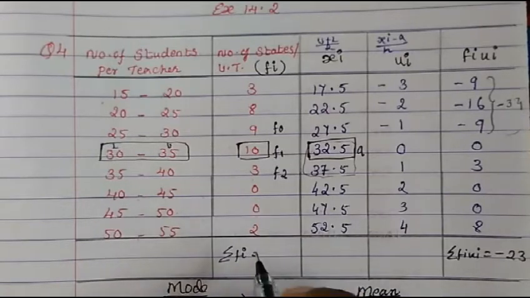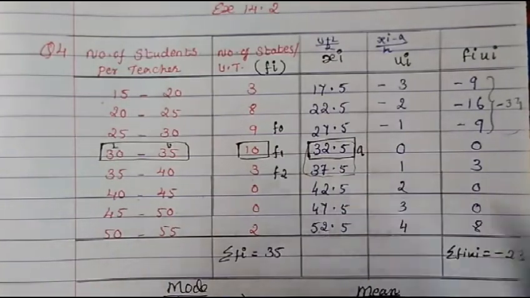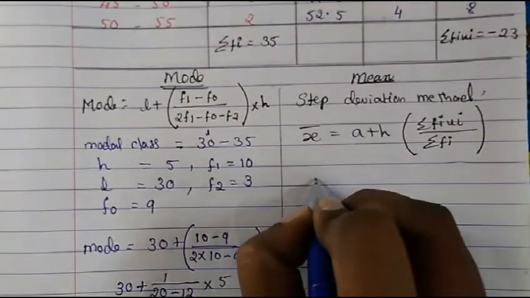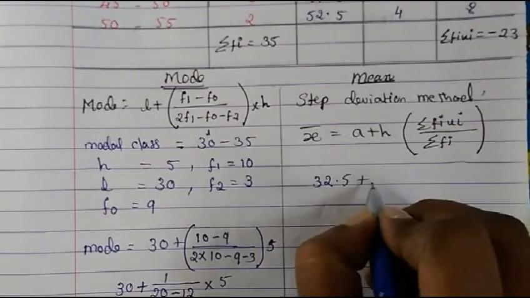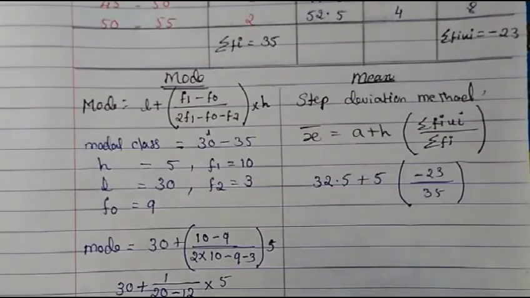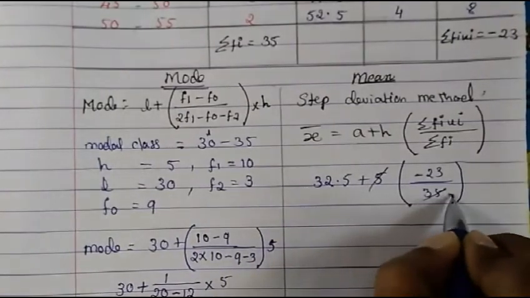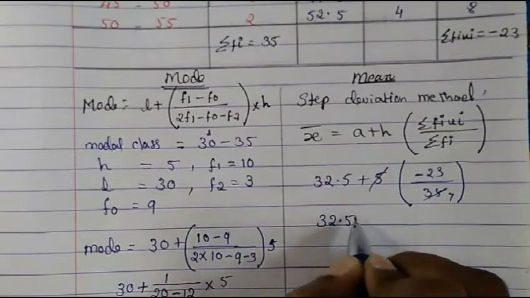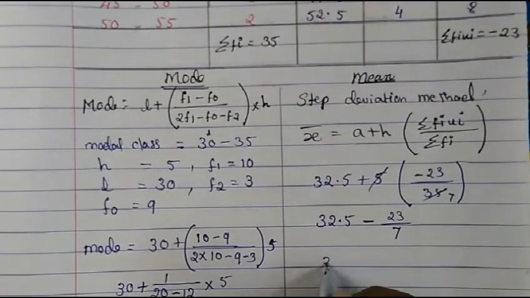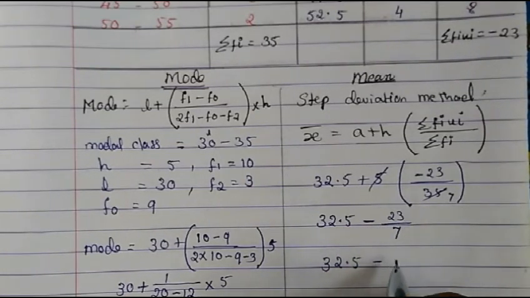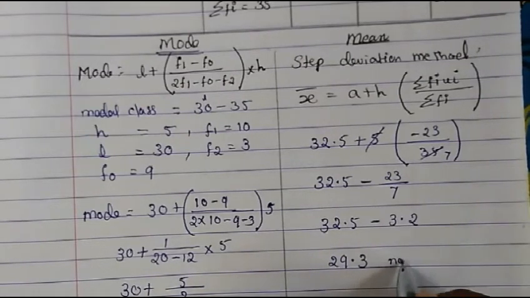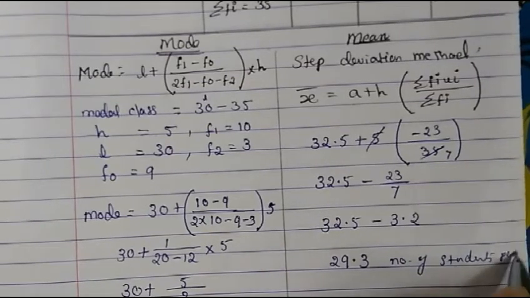Then summation of fi: how many students was given to us? If you sum up all, it is 35. So let's now put all the values here. A we know, the A value is 32.5. The h value is 5. Summation fi ui is minus 23. Summation fi is 35. 7 5s are 35, so we get 32.5 plus 5 into minus 23 divided by 35, which is 7. When you divide 23 by 7, you get 3.2. When you subtract from 32.5, you get 29.3, and this is the number of students per teacher.